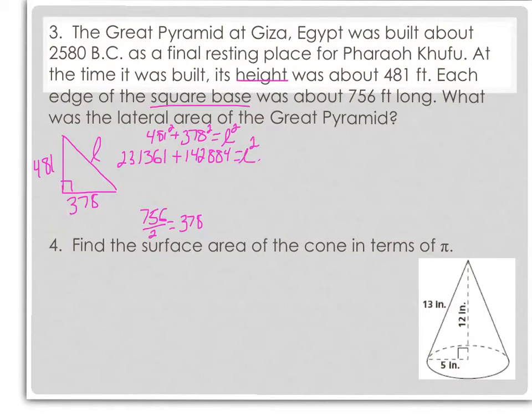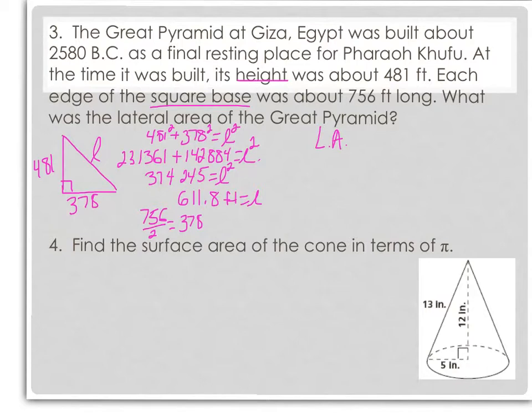Adding them together, we get 374,245. Then taking the square root to the nearest tenth, we get 611.8 feet. So that's our lateral height. Or I'm sorry, our slant height.